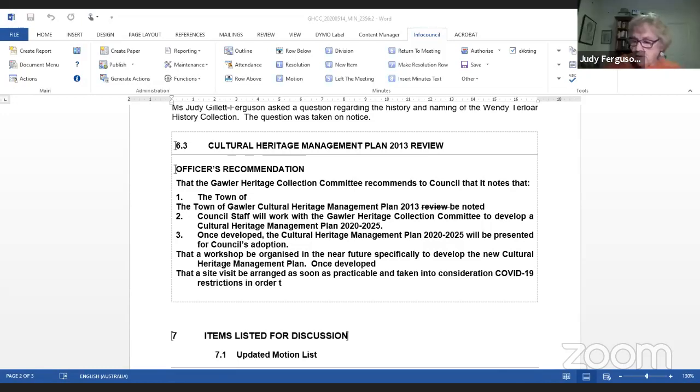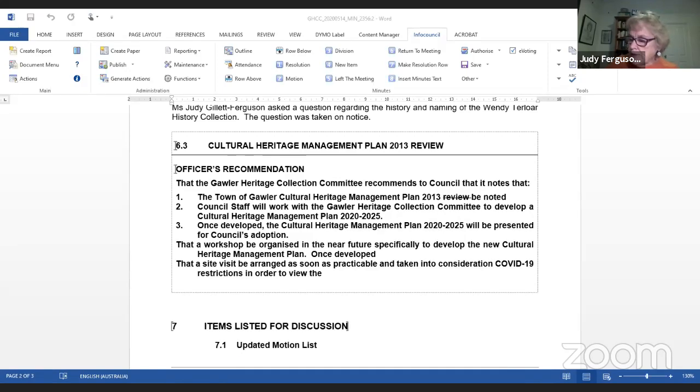All right, thank you. Sarah, can I ask you to just read them out for us, please? Through the chair, we'll just have to do some editing and put them in the correct order. We can do the first one while Sarah's doing that. The Town of Gawler Cultural Heritage Management Plan 2013 be reviewed and noted. People all aware of that? Review, just review. Review be noted. Yep. Just reviewed. Okay. Not noted.